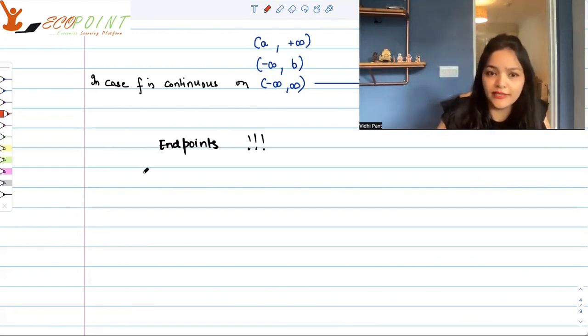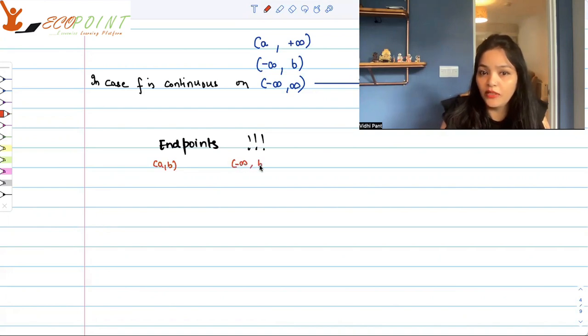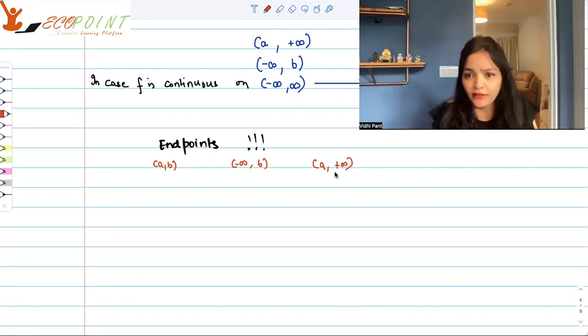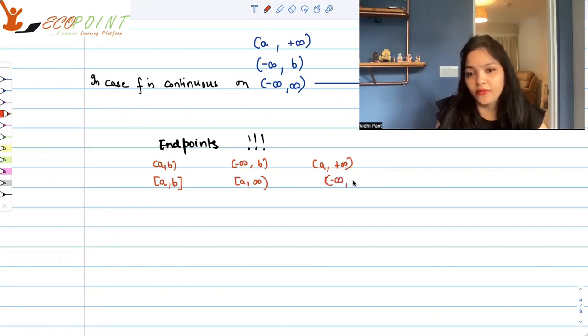Now, intervals like open (a, b), minus infinity to b, or a to plus infinity do not include their endpoints. How do we define the concept of continuity at endpoints? How would we define continuity in intervals like closed [a, b], or closed from one side and open from the other?